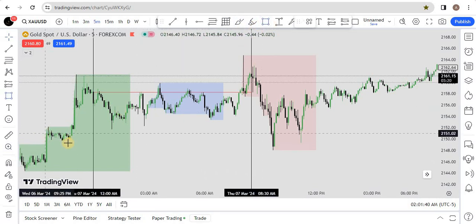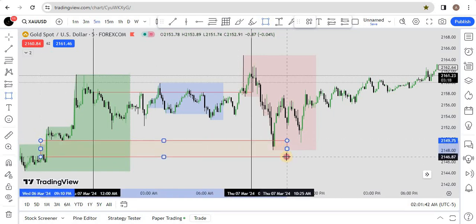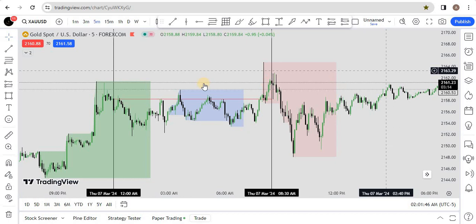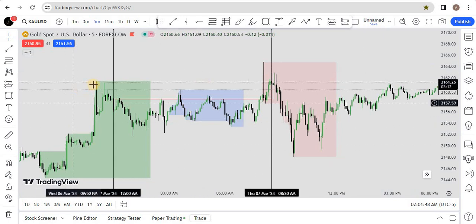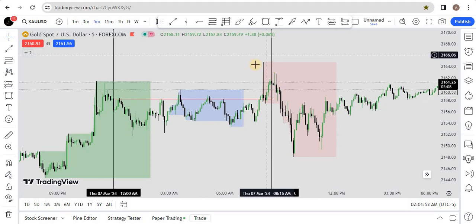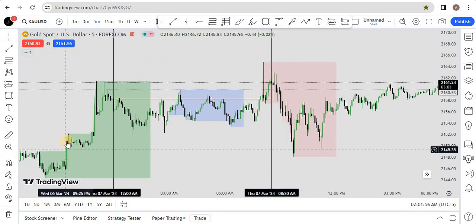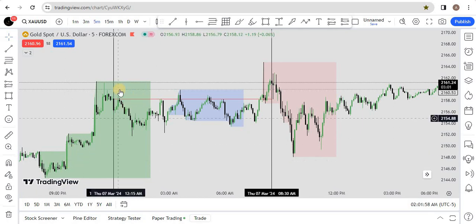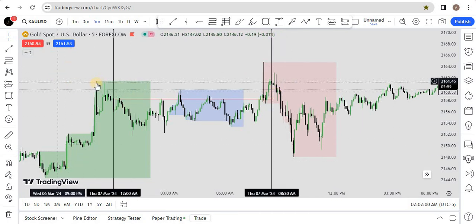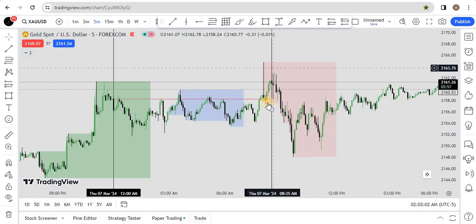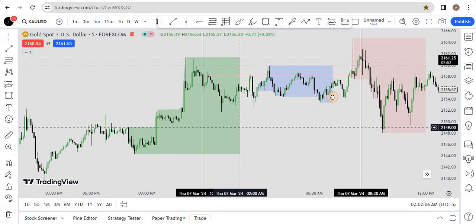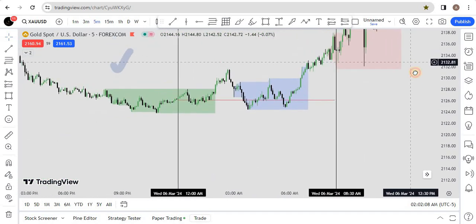Okay, so I already told you in liquidity that price seeks two things: an imbalance or an equal highs liquidity. Once price took out the liquidity, then it will seek the internal liquidity. The internal liquidity will be an imbalance, and the external liquidity will be your highs, the swing points. Okay, here you can see that. All you have to do is practice, that's all.